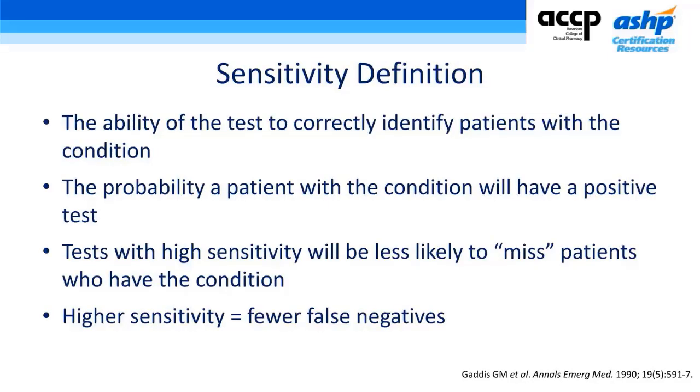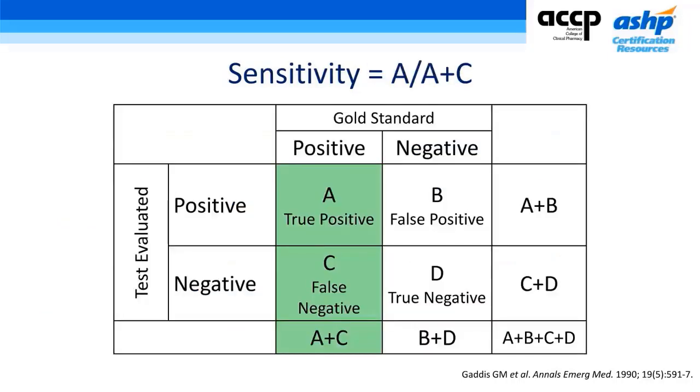So in talking sensitivity, we are thinking about the ability of the test to correctly identify patients with a condition. So the probability a patient with the condition will have a positive test. Higher sensitivity equals fewer false negatives. Tests with high sensitivity will be less likely to, quote, miss patients who have the condition. So in calculating sensitivity, we're thinking about true positives over all true positives plus false negatives.